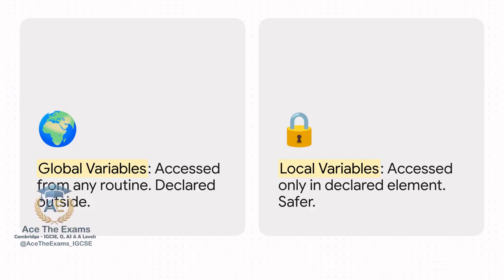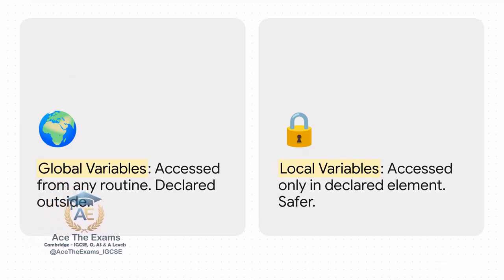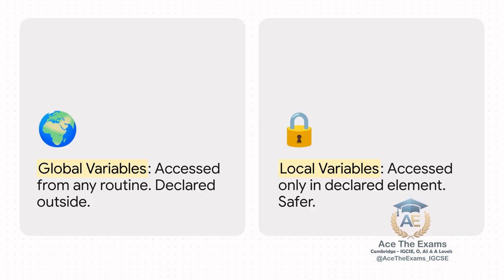Global variables, on the flip side, are declared entirely outside of any specific subroutine. That means they can be accessed and modified from absolutely any routine within the whole program.